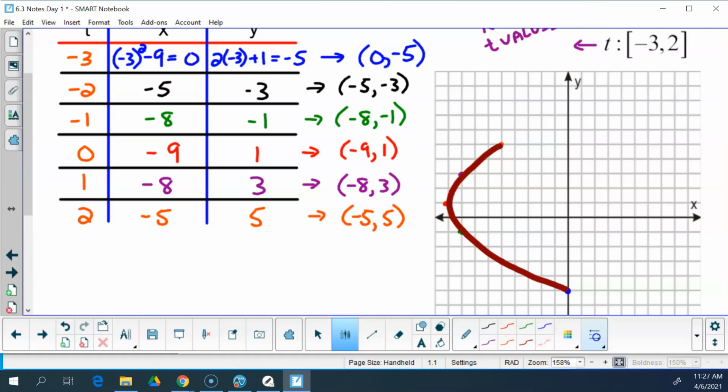That's it. Don't put arrowheads on it because they don't belong.